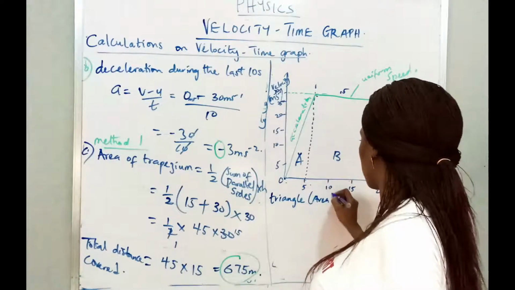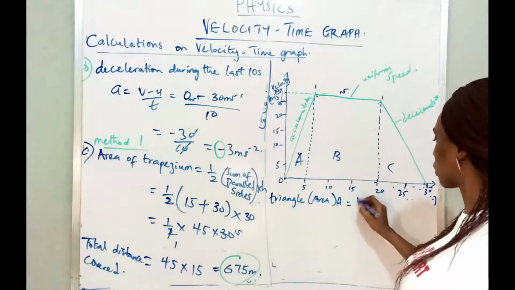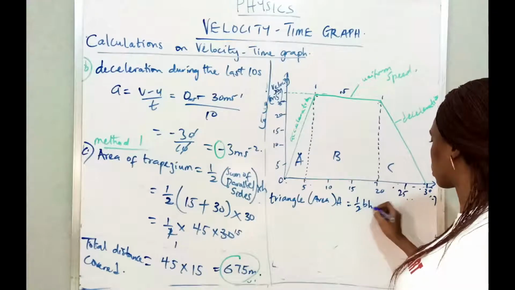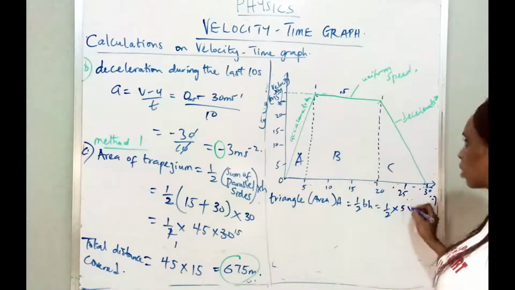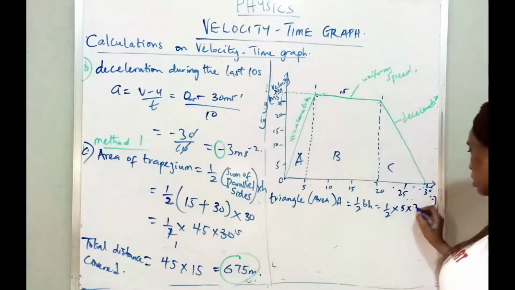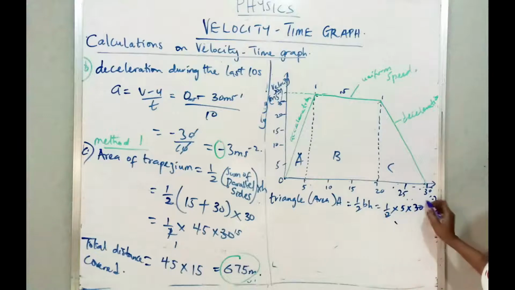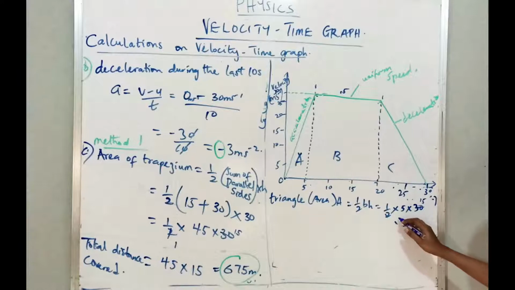Area of triangle A equals half base times height, which equals half times the base here, which is 5, and the height here is the vertical distance from here to here, that's 30. So two here, one, two here, 15. 15 times 5 will give me 75 meters.